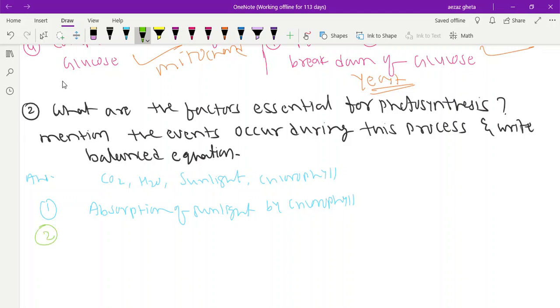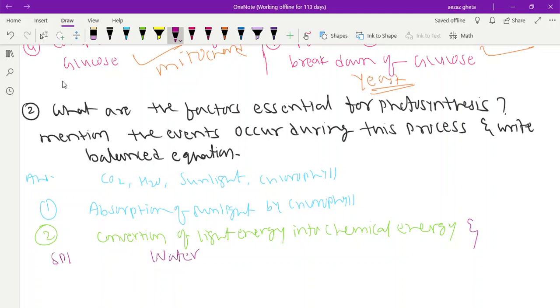Second is conversion. Whatever light energy is absorbed, there is conversion of light energy into chemical energy. Okay, this chemical energy is in the form of ATP. And not only this, there is also splitting of water.